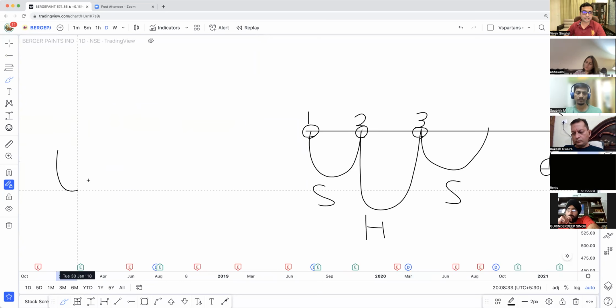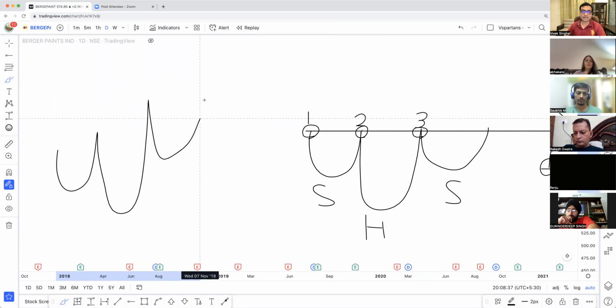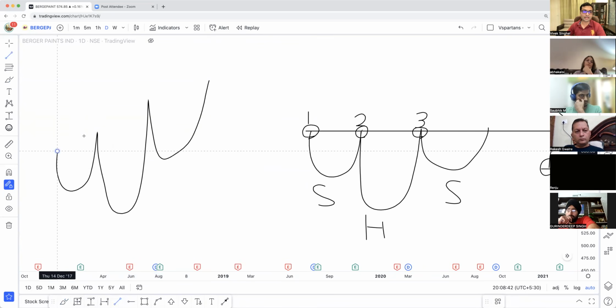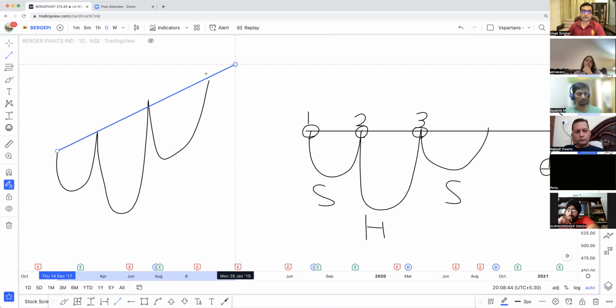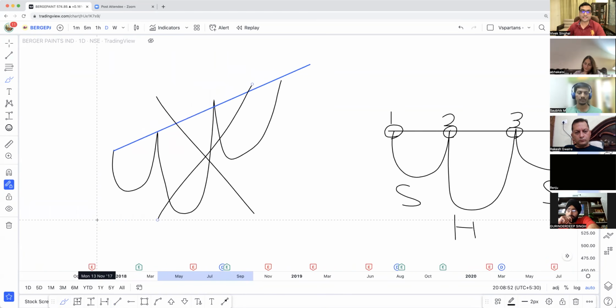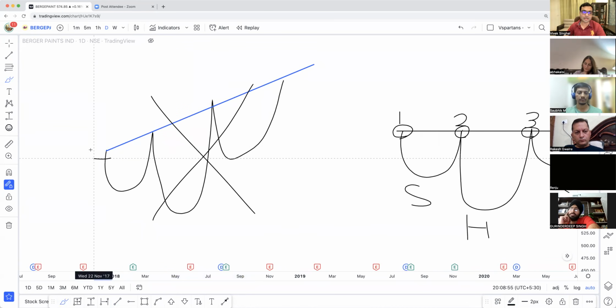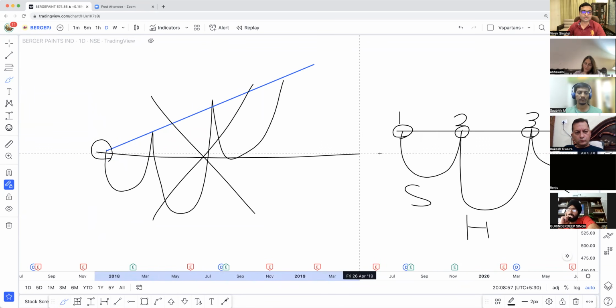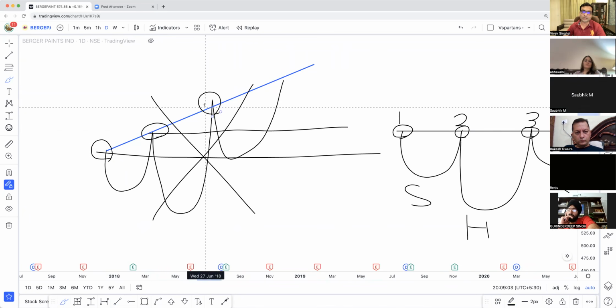So if this is the left shoulder, this is the head, and this is the right shoulder, and this is the neckline connecting three points, however, this neckline is an uptrending line. So this is not the correct one. Why is this wrong? Because one connecting point is at this level, the second connecting point is at another higher level, and the third connecting point is at another higher level.